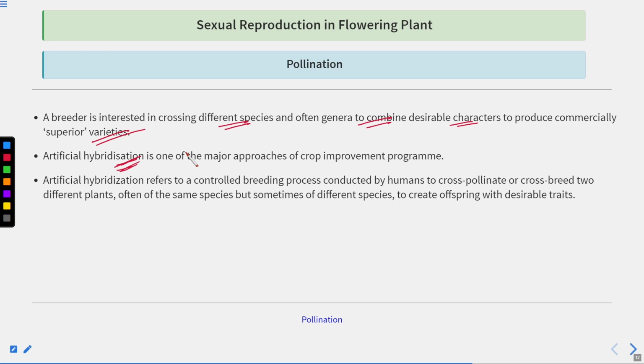So we select the desired trait and we want that trait to be in the hybrid. But due to pollen incompatibility, it is very difficult to cross them. If we have the knowledge of the pollen-pistil interaction, then we can easily do this hybridization process. This artificial hybridization is the major approach for crop improvement because we are selecting the desired characteristic here.